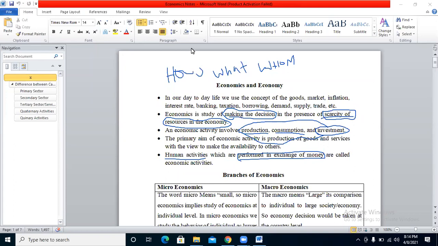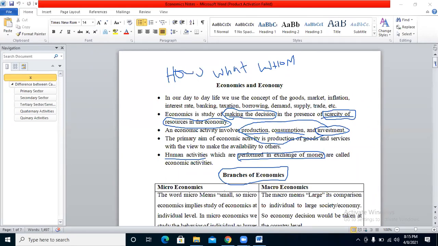So next is the branches of economics. Okay. You can say these are the types of economics. Normally, there are two types of economics. First is the microeconomics, and second is the macroeconomics.